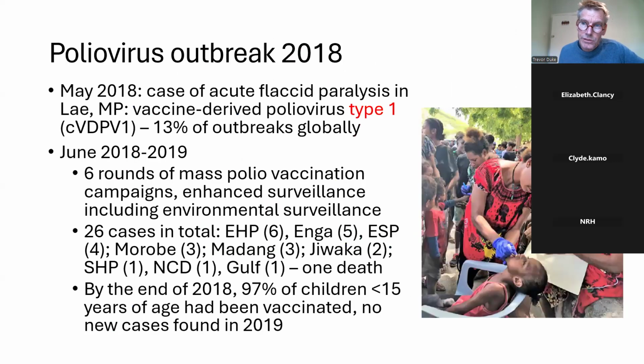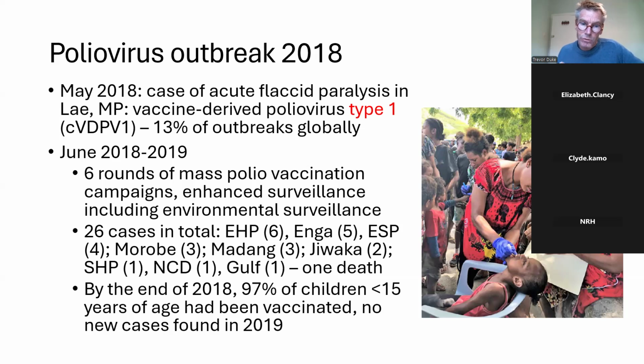I just wanted to say something about the 2018 outbreak. It started in May 2018, and then by June and July, there were starting rounds of mass polio vaccination, and there were in total 26 cases of AFP reported that were linked to this polio outbreak. And this was type 1. Remember, type 1 was pretty rare. Globally it causes 13% of outbreaks. Usually it's type 2, but this was type 1.